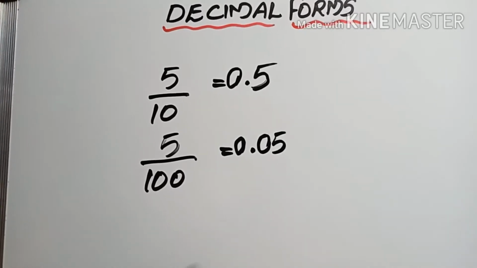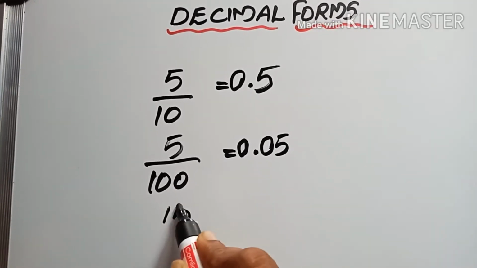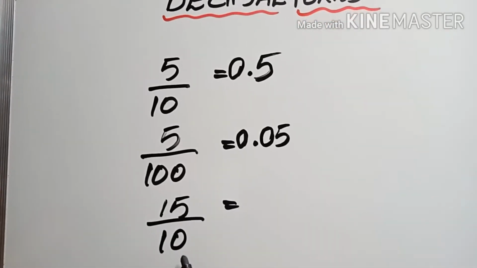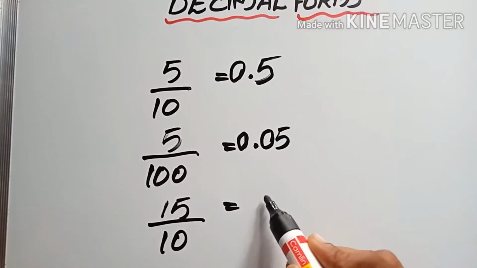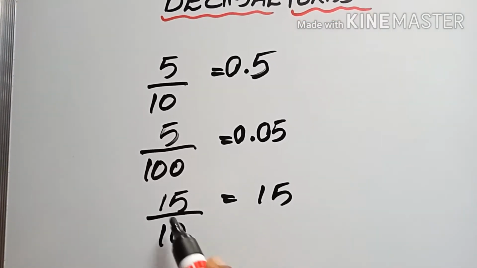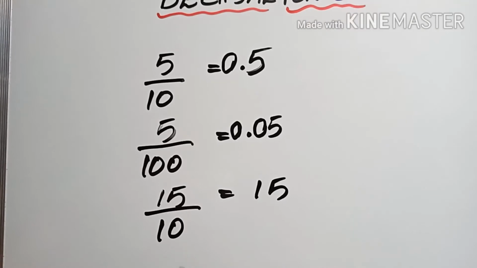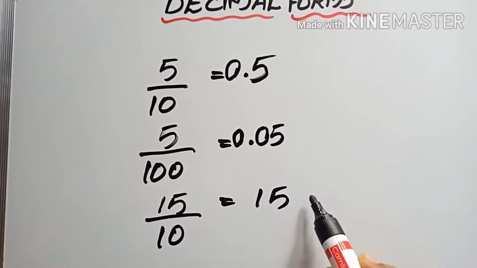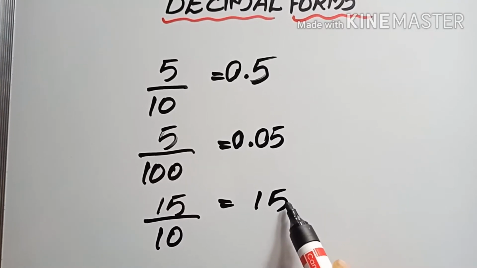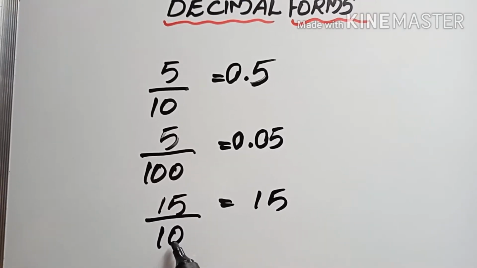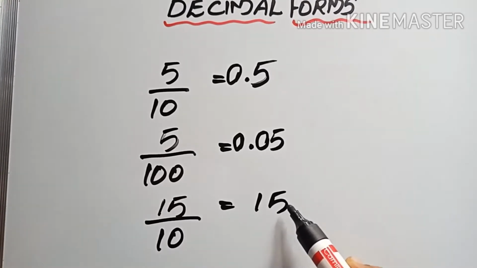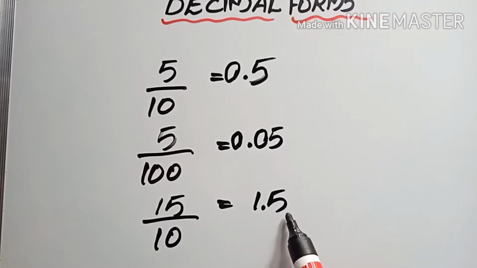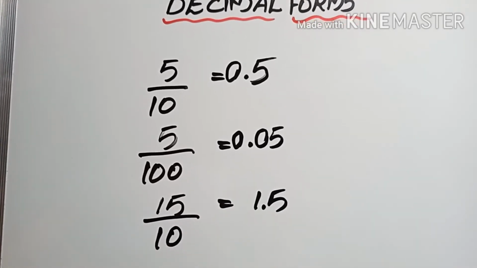Okay, let's consider one more example: 15 by 10. Here how many zeros? Only 1 zero. So first write the numerator. The numerator is 15, so write 15 first. Then count the number of zeros, only 1. So start counting from the right. Start from here, that means 5. Only one number is enough because there is only 1 zero. So 5 is the first number. Before that number you need to put a point. So 1.5 is the decimal form of 15 by 10.